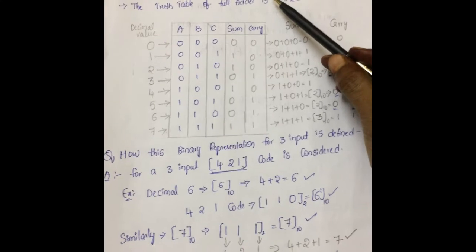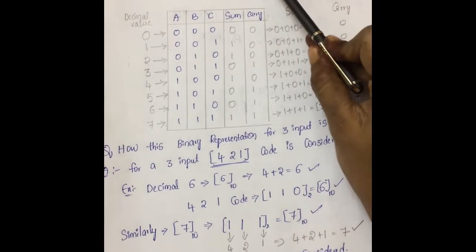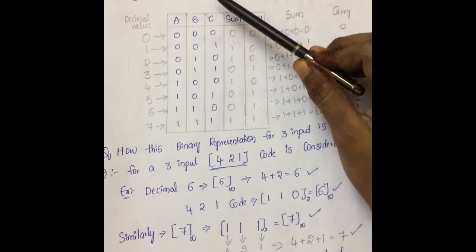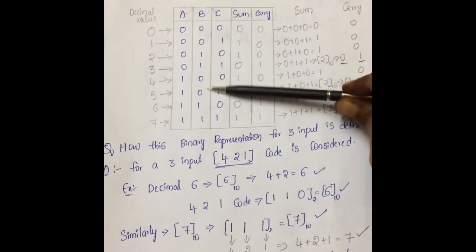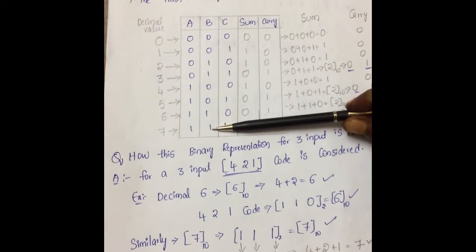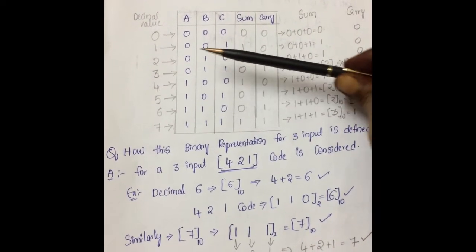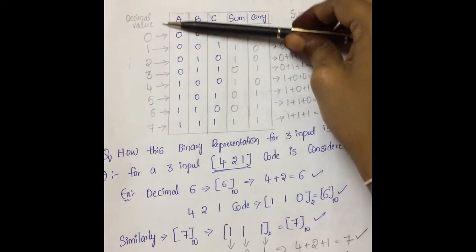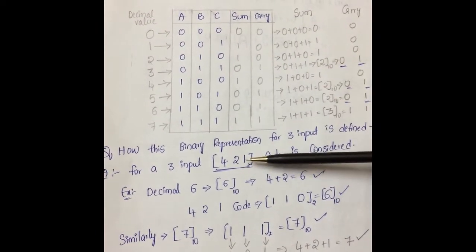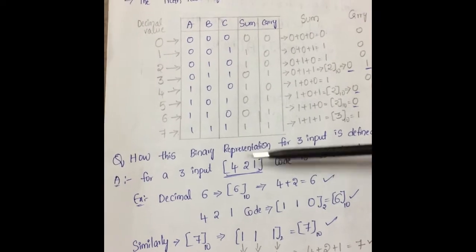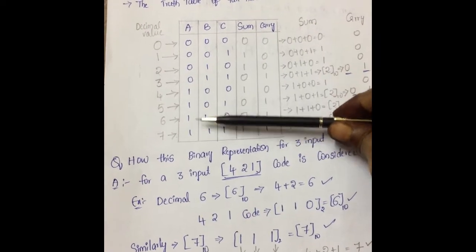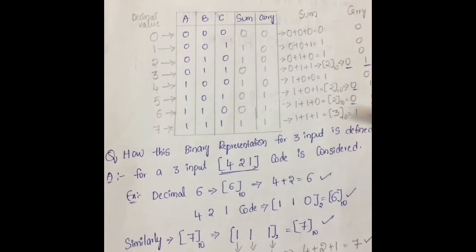Adder. So a full adder, as we discussed, is a 3-input combination. So the 3-input combination possibilities have been given. For a 2-input, we have seen the 2-1 code. So here for a 3-input, the 4-2-1 code is taken. So this is how we are getting all the possibilities, with the help of this 4-2-1 code.